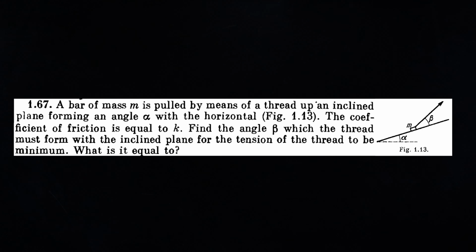Irodov problem 1.67. A bar of mass m is pulled by means of a thread up an inclined plane forming an angle alpha with the horizontal as shown in the figure. The coefficient of friction is equal to k. Find the angle beta which the thread must form with the inclined plane for the tension of the thread to be minimum. What is it equal to?